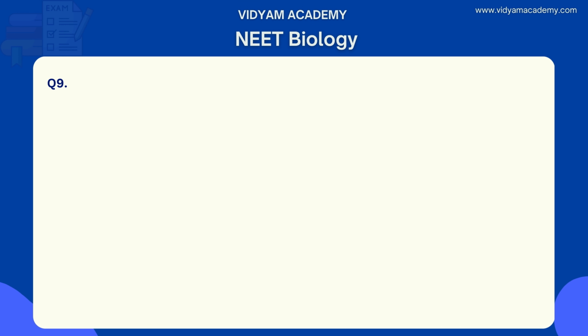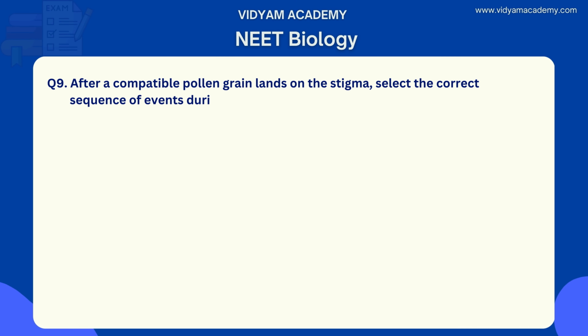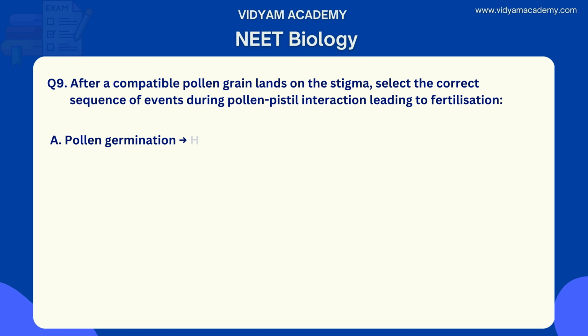So next question, question number 9. This is a very, very important question related to pollen-pistil interaction. Question number 9 is, after a compatible pollen grain lands on the stigma, select the correct sequence of events during pollen-pistil interaction leading to fertilization.